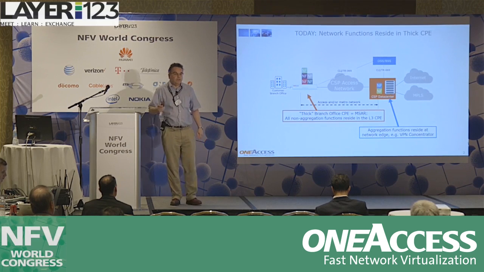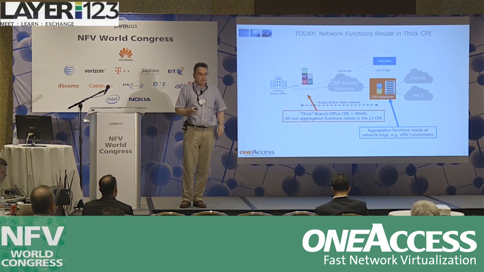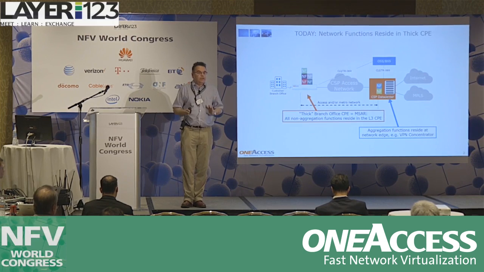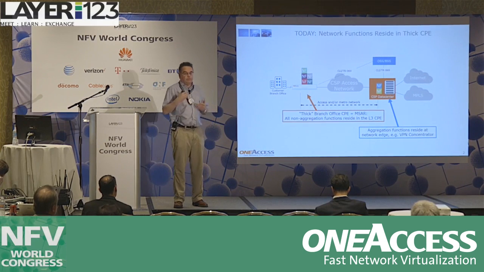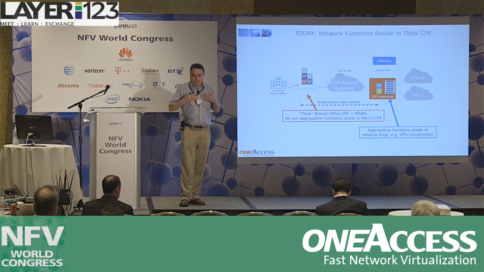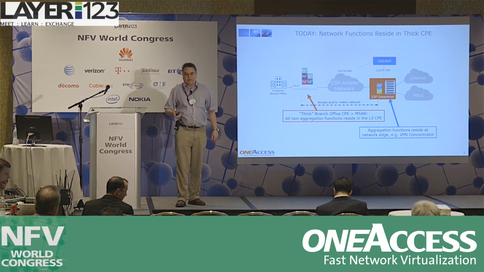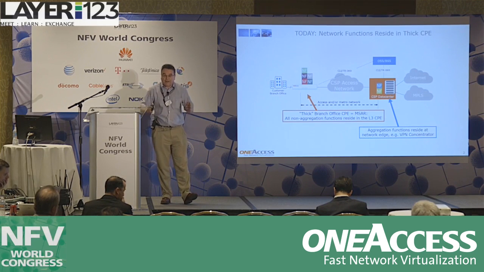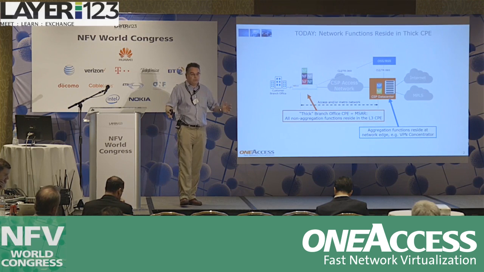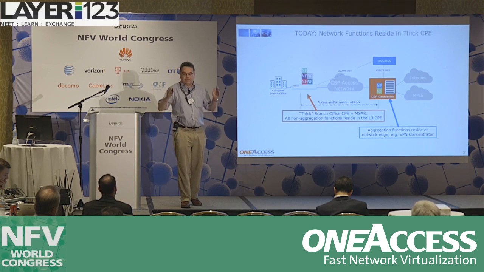And certain functions would still reside in the data center, but particularly aggregation type functions. The classic example is VPN. If you needed an encrypted tunnel, you'd encrypt down at the layer 3 CPE, and you'd aggregate at the data center. And this has been the traditional model, and frankly, this is what most of the industry is still selling today.